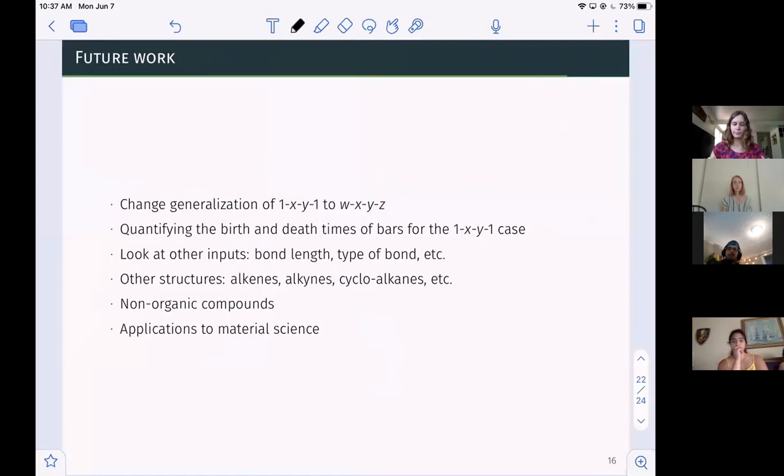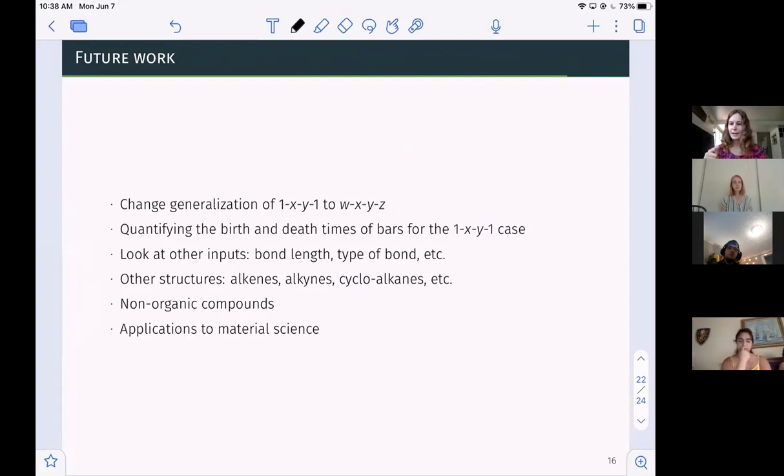So we have some stuff done, but there's still more to do, luckily, because it's going to help me get my PhD. So we are going to generalize and take away this assumption of having one XY1 and replace it with any degree carbons on those outer carbons. We're going to quantify the birth and death times of each bar for the one XY one case. So my academic older brother did this for his PhD, but only with strings of carbons. He had no branches. And so my goal is to actually generalize this to be for any branched alkane.